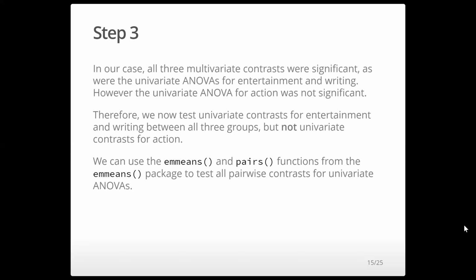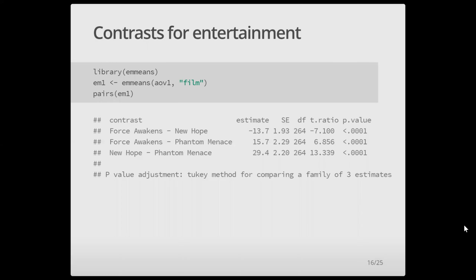So to do this analysis, we can use the e-means and pairs functions, and pairs is a very general function that tests all pairwise comparisons. These are both from the e-means package. So first we have to create an EM object based on our ANOVA, and we specify the grouping variable. Here I just have my ANOVA object for my first univariate ANOVA, which was entertainment.